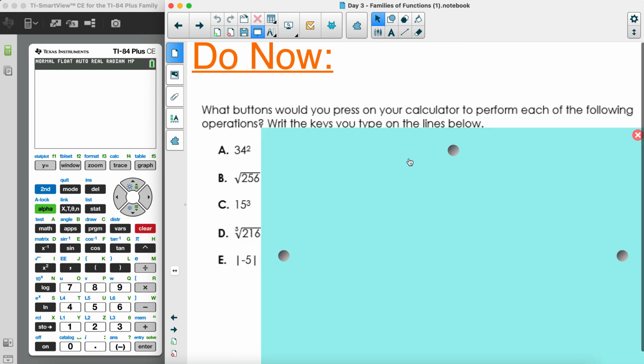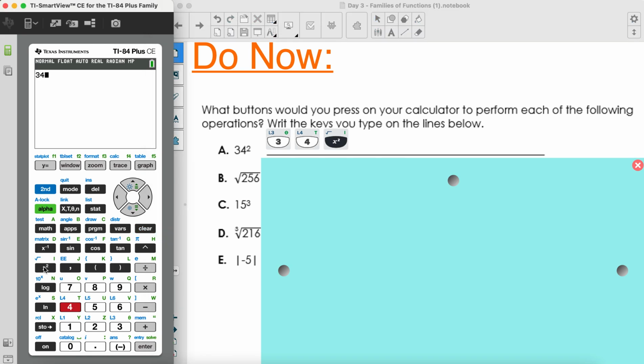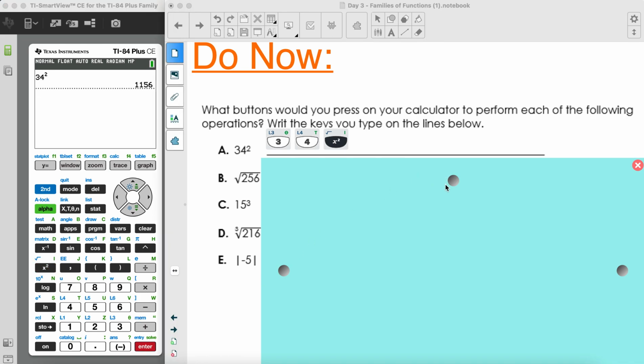All right, so you could give your do now a try. And again, pause the video to give the do now a try. It's asking you what buttons you're going to push. Actually, I'll just show this to you. To do 34 squared on your calculator, you're just going to do 34, and here is your squared button. Okay, and I can hit enter. This is just teaching you where all the buttons are on your calculator.